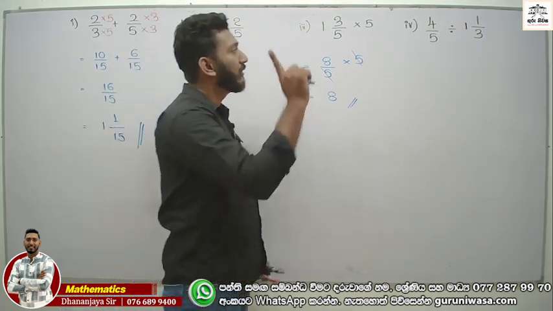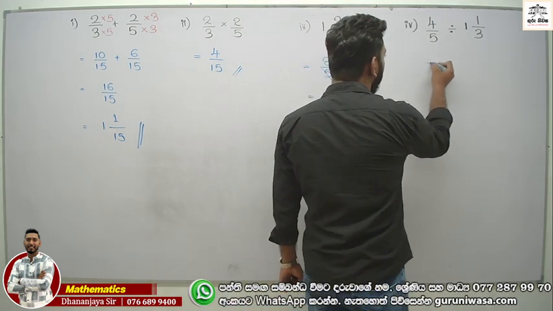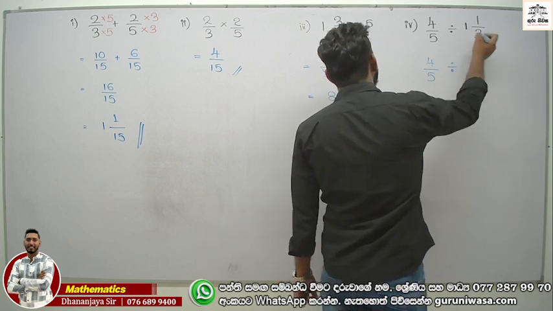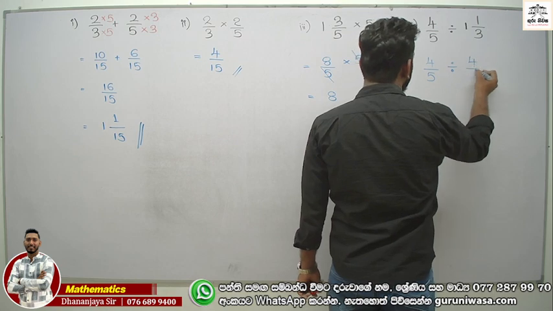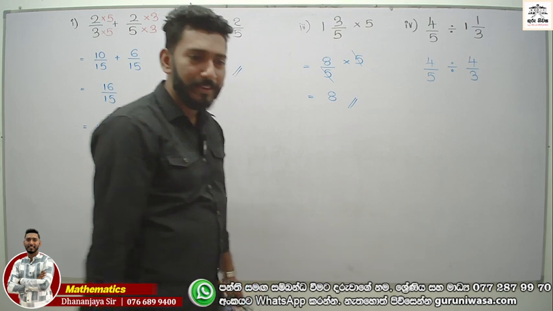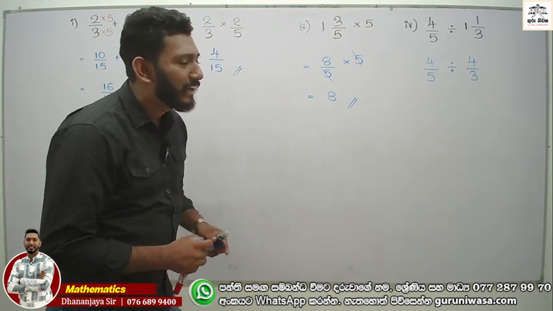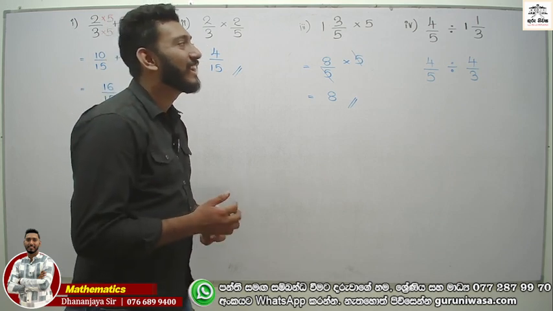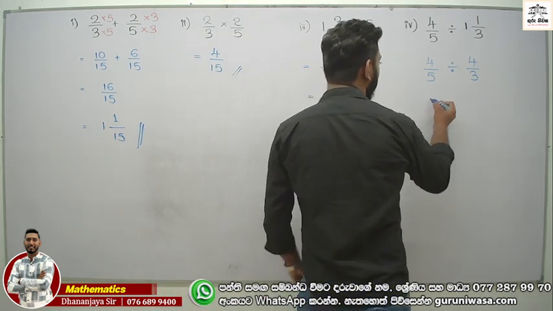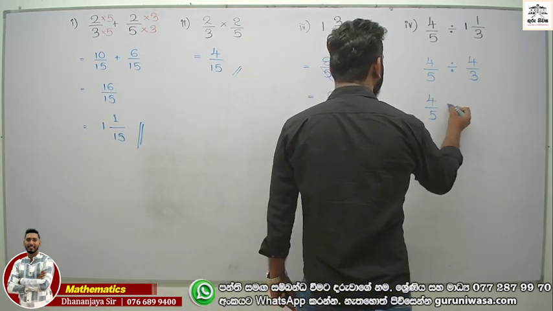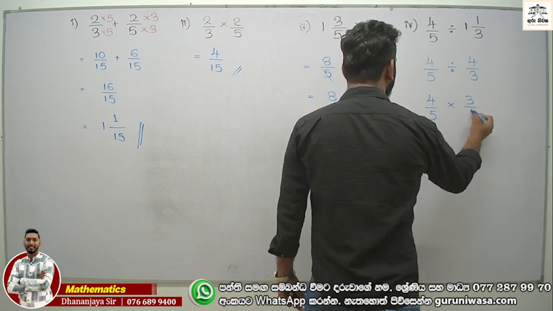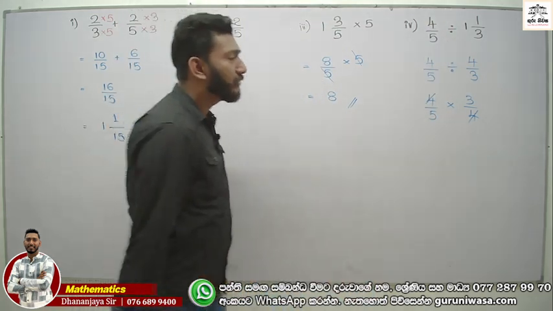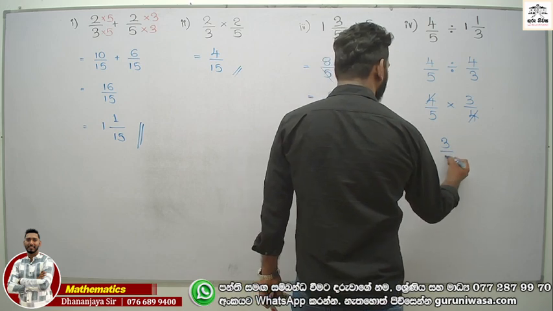Right. Now look at this one. This is a division. 4 over 5 divided by 3 over 4. Now, what is the method? Elena, what is the method? Divide, yes. You need to change it to the reciprocal. Yes, reciprocal with multiplication. Now 4 over 5 multiplied by 3 over 4, and the 4 and the 4 cancel. Now the answer becomes 3 over 5.